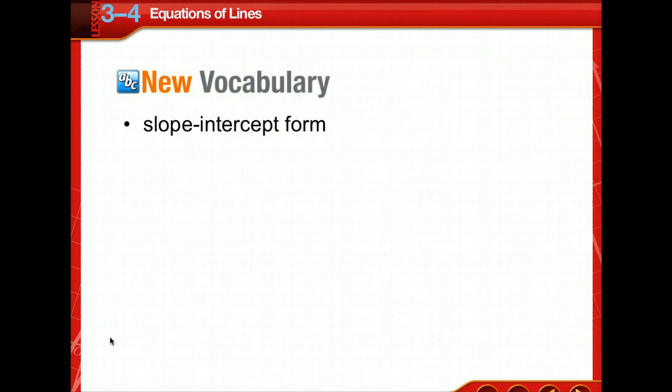Only two new vocabulary words today: slope-intercept form, which may not be so new. Remember, y is equal to mx plus b. Well, that's the slope-intercept form. And then the point-slope form: y minus y sub 1 is equal to m times the quantity of x minus x sub 1. So you'll see that a little later on if you can't remember that one.